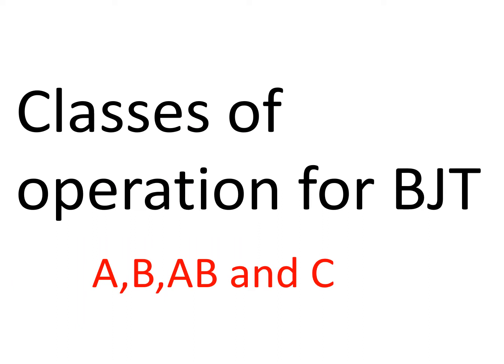Hi, amplifiers are classified depending on different parameters. One of the parameters is where the quiescent or operating point is fixed and how much the magnitude of the input signal is. Accordingly, there are four classes of operation for BJT. These operations are class A, class B, class AB, and class C. Let us understand these operations.